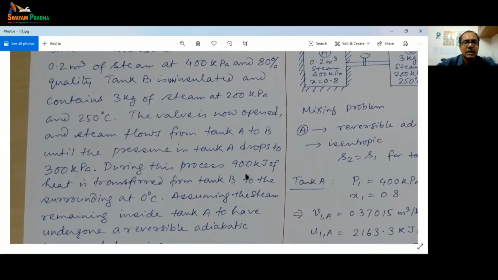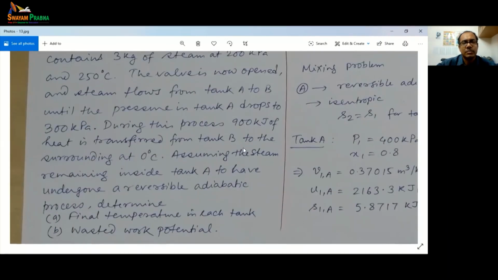During this process, 900 kilojoule of heat is transferred from tank B to the surrounding at 0 degrees centigrade. While you open this valve and allow this process to happen, you also measure how much heat is being lost to the environment from tank B, because from tank A nothing can go out, it's insulated, but from tank B heat can go out, and 900 kilojoule of such heat is being transferred to the environment. The environment is kept at 0 degrees centigrade.